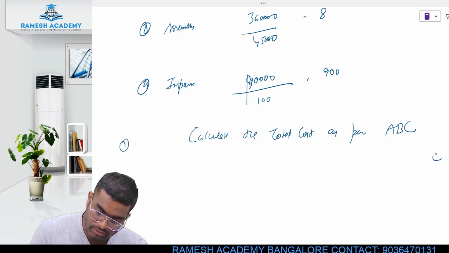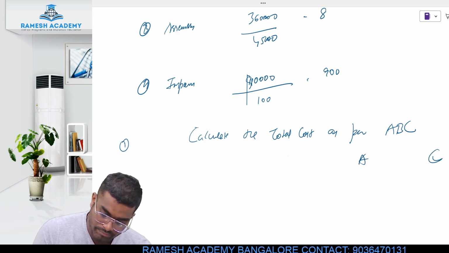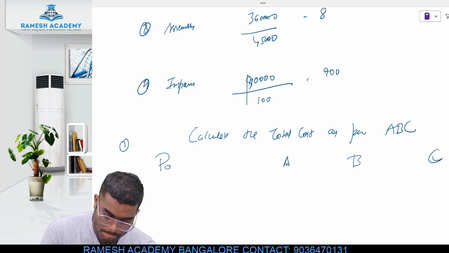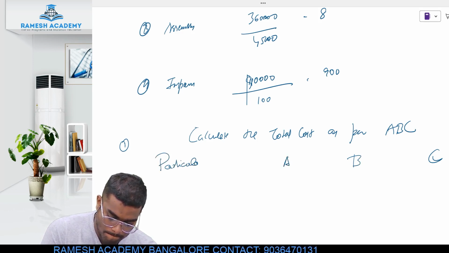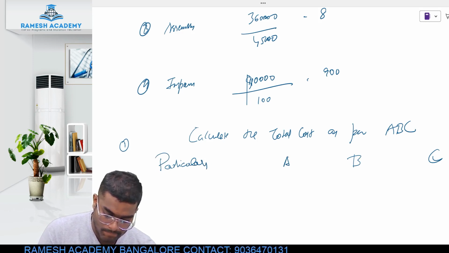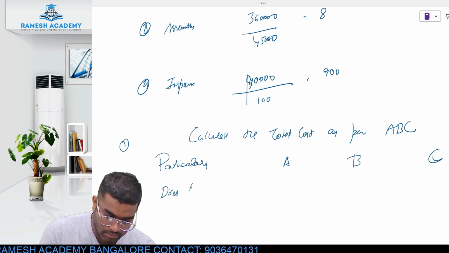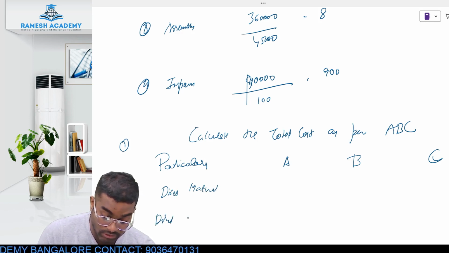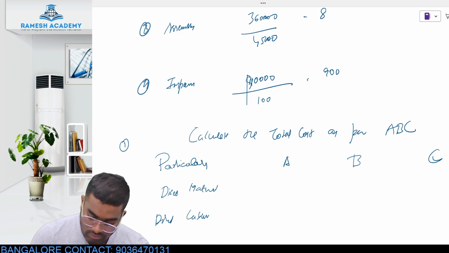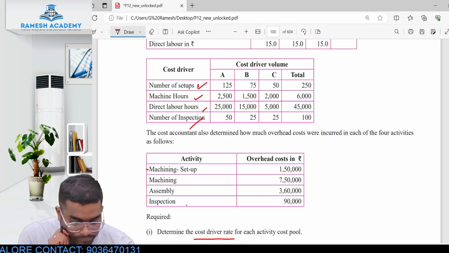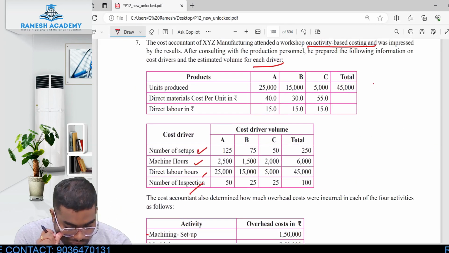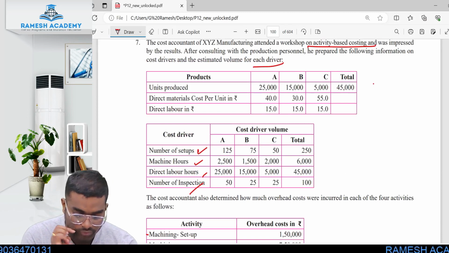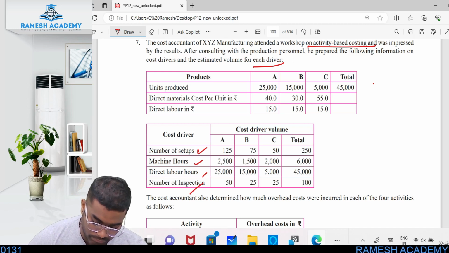So we have three products, A, B and C. Obviously the first will be direct material, the second would be direct labor. So we'll see what is given in the question. Direct material is 40 per unit and the units produced is 25,000. So I'll do one thing, units produced.